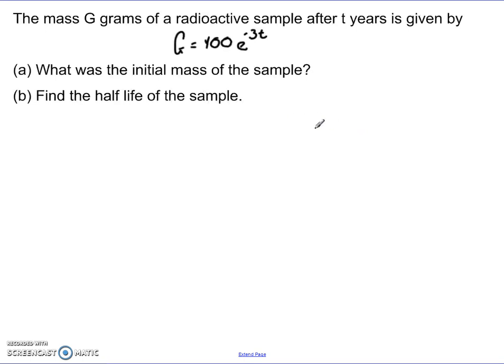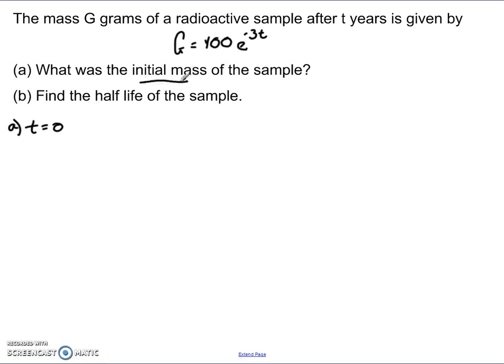So imagine I tell you the mass g grams of a radioactive sample after t years is given by this equation: g equals 100 e to the negative 3t. I want to know first what the initial mass of the sample was, and then I want to find the half-life of the sample. So these are typical types of question. Now, initial mass of the sample means the mass at the start, and at the start the thing you should always assume is that t equals 0. No time is gone, you're about to begin. That's when your initial sample is.